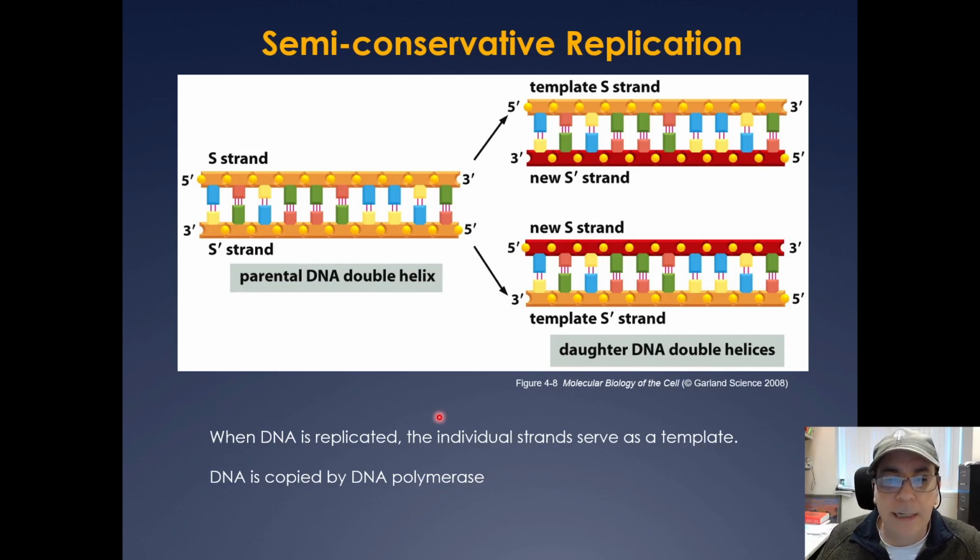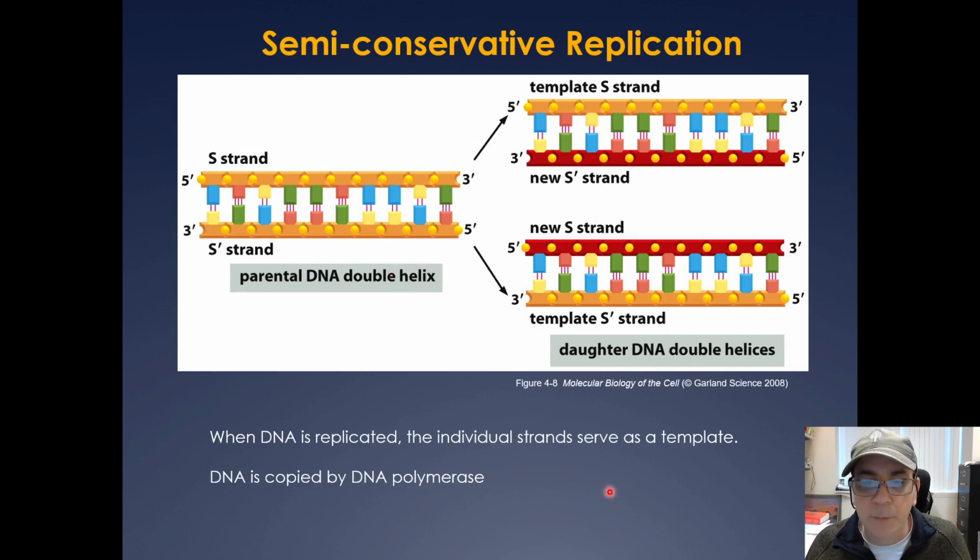Okay, so once again, DNA is replicated, okay? And when it's replicated, the individual strands serve as the templates, okay? So what ends up happening is the hydrogen bonds that hold the DNA together are broken, and then you have a template strand, and it basically reads the newly synthesized strand. Same thing, the other strand, the template strand S' here is read, and it becomes a new S strand. Okay, so this is considered semi-conservative replication. So this single piece of DNA becomes two pieces of DNA.